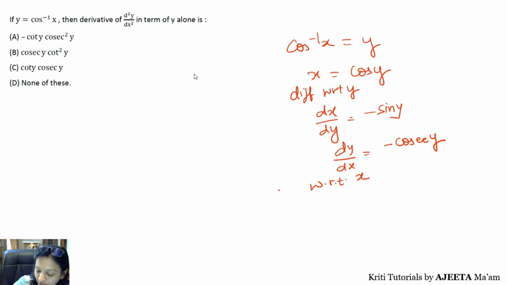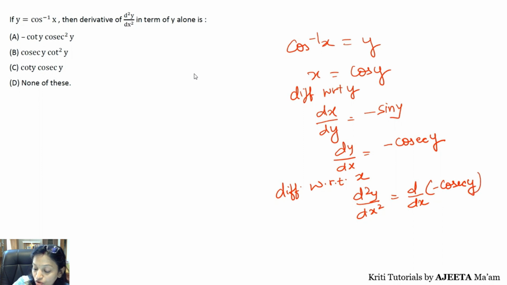Earlier we differentiated with respect to y, now with respect to what? With respect to x. So d square y by dx square will become d by dx of minus cosec y. What is the derivative of cosec y? Minus is already there, we'll keep it as it is. The derivative of cosec y is minus cosec y cot y. Correct? And along with this, dy by dx will come because the implicit function concept will also come.